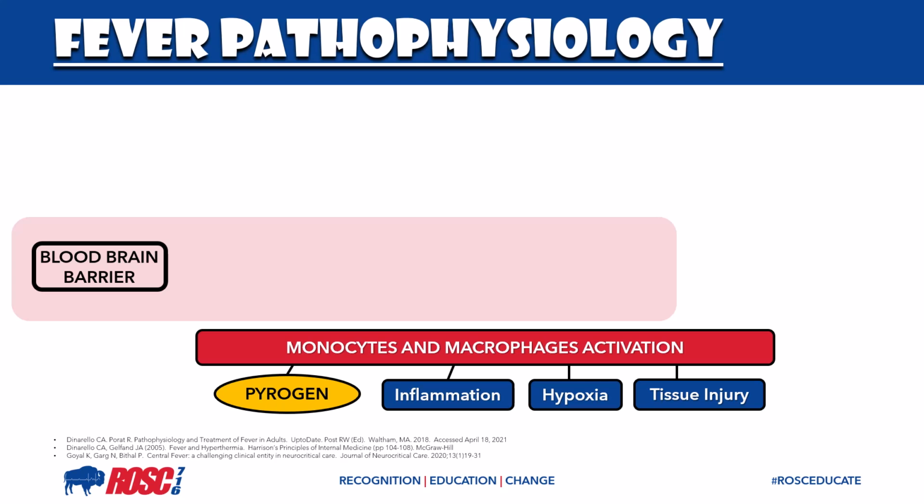In addition, inflammation, hypoxia, and tissue injury can also activate these white cells. Once the white cells are activated, they can trigger the release of cytokines. And what are cytokines? They're small proteins that regulate the inflammation in the body. From there, prostaglandins are secreted, more specifically prostaglandin E2.